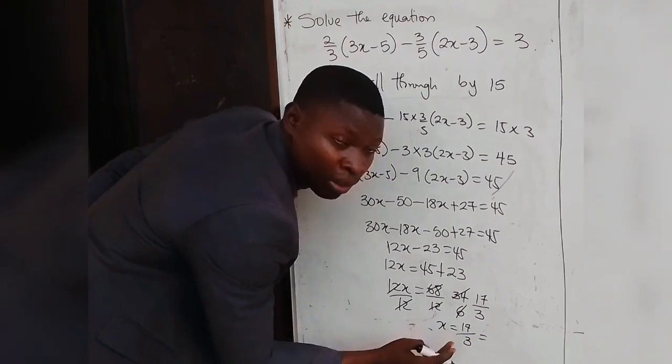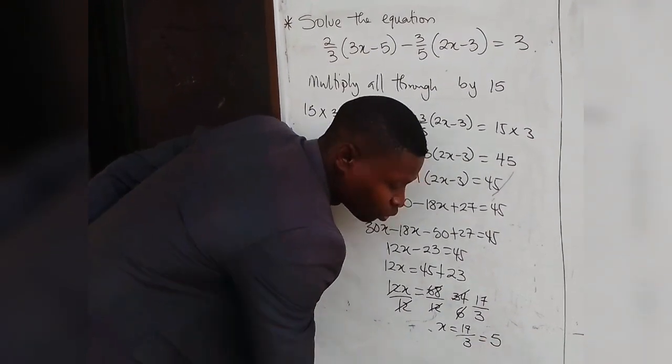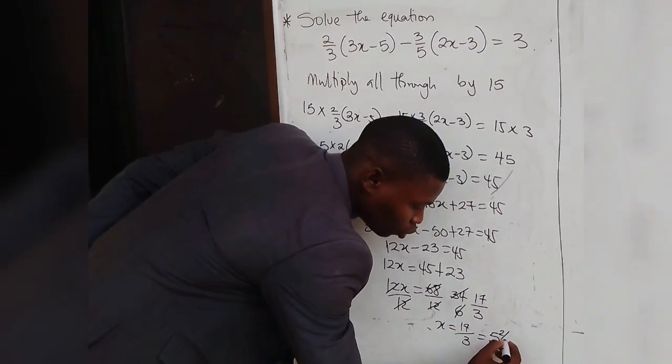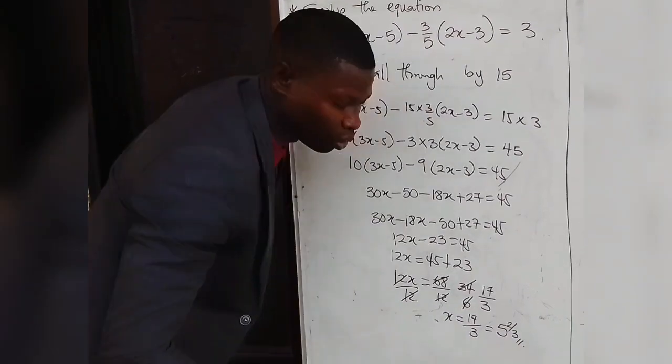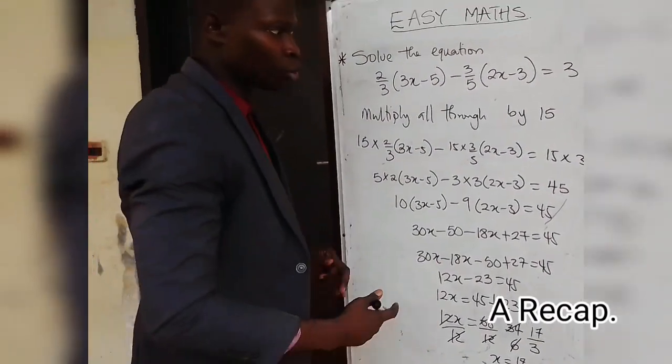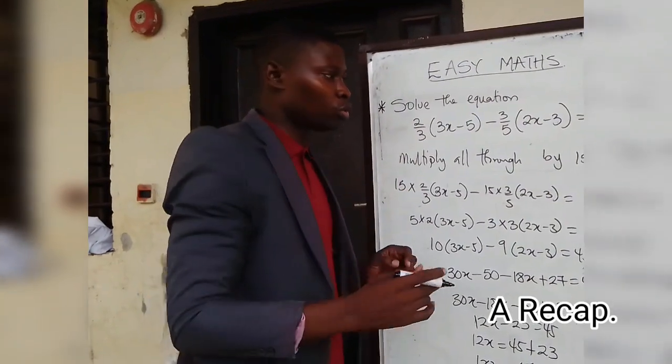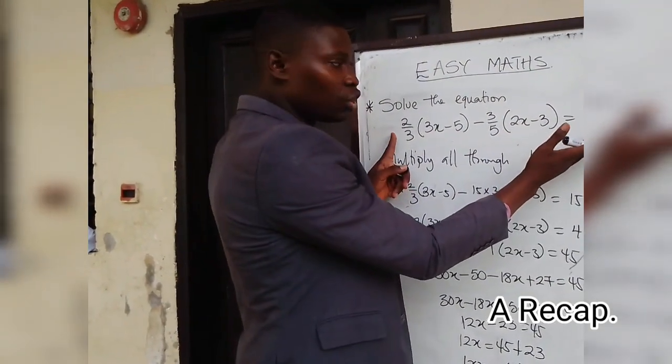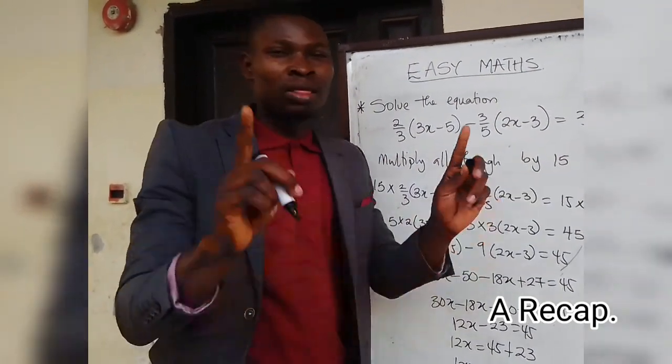How many 3s can we see in 17? It is 5. So we can say 5 whole number 2 over 3 is our final answer.